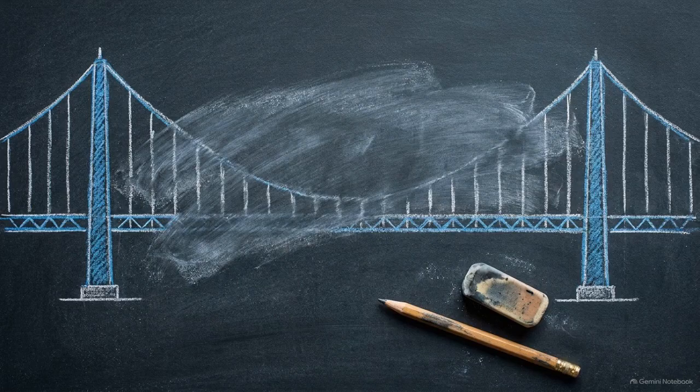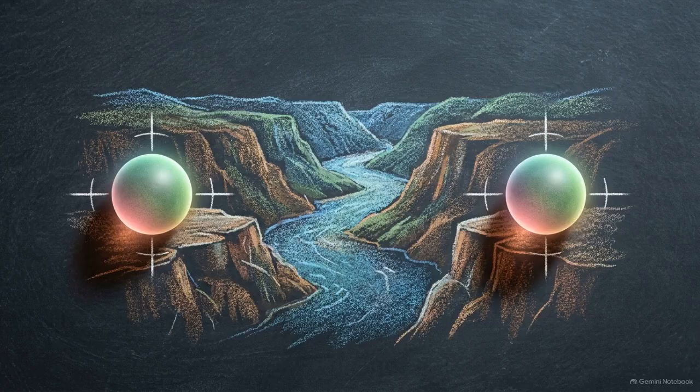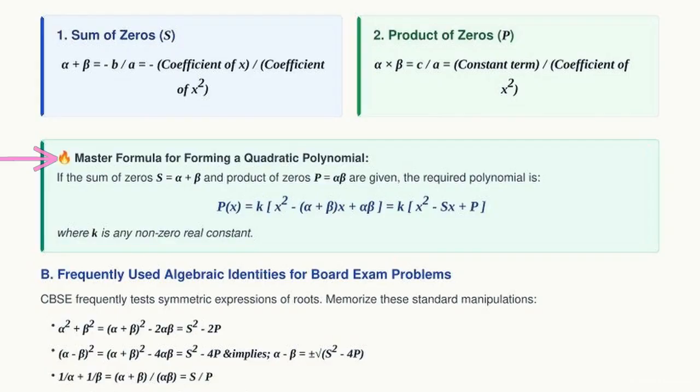In practice, an engineer does not start with an equation and try to figure out where a bridge will land. They survey the gorge, determine where the bedrock anchors must go, and work backward. They use the master formula. Once you know your required anchor points, you calculate their sum and their product. Plug those two values directly into this template, and you instantly generate the exact polynomial required to build the curve.